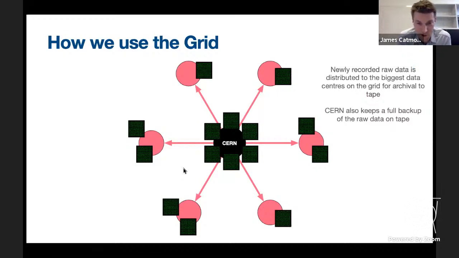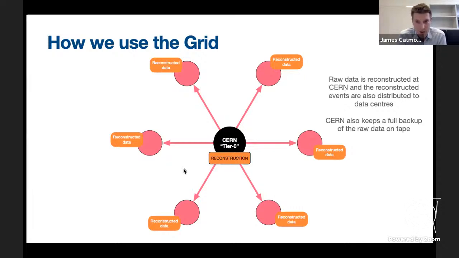So first of all, when we record data on Atlas, this is raw data, it's extremely valuable, it cannot be replaced. So we have to keep two copies of this. We keep one copy on tape at CERN, and then we keep a second copy on one of these other data centers. So we spread the data out all over the world so that if something bad happens in one of the data centers, it's all right because we've got a second copy that we can then distribute. So we spread the raw data around.